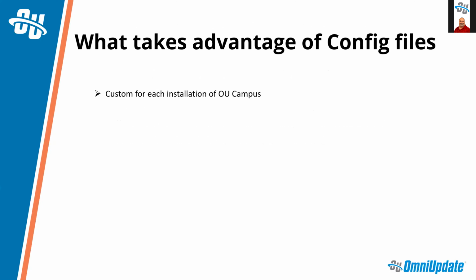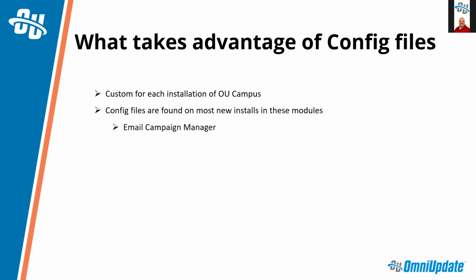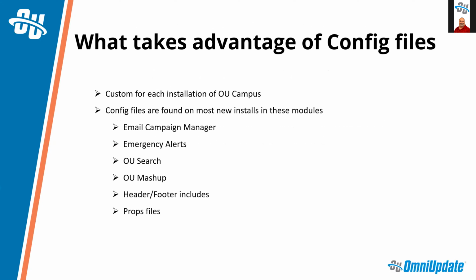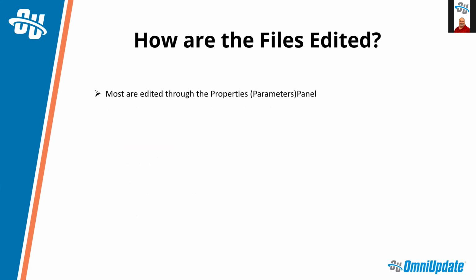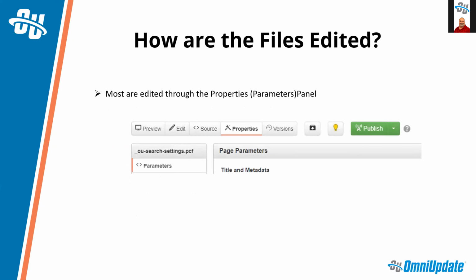And so what parts of OU Campus take advantage of config files? As I mentioned, they are custom within each installation of OU Campus. They're found in many of the new installs and around these new modules. So things like the email campaign manager, emergency alerts, OU Search, OU Mashup, and then in the header and footer include files, and also in the props files. If you are seeing the props files and you create your new sections, that's one of the config files as well.